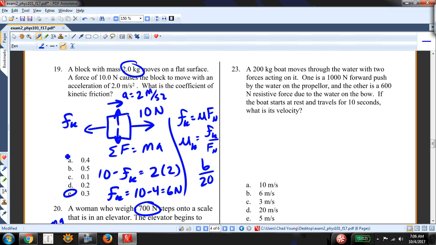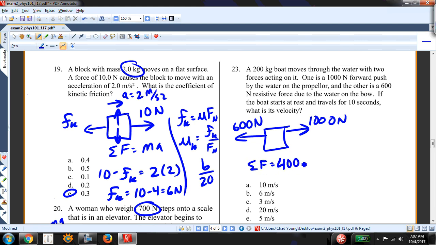A 200 kilogram boat moves through the water with 2 forces acting on it. One is a 1,000 newton forward push, and the other is a 600 newton resistive force. That means my net force is equal to 400 newtons, 1,000 minus 600, and this is going to equal ma. So a is 400 divided by m, which is 200. So that's 2 meters per second squared.